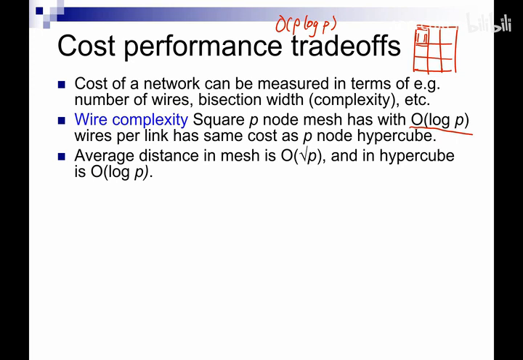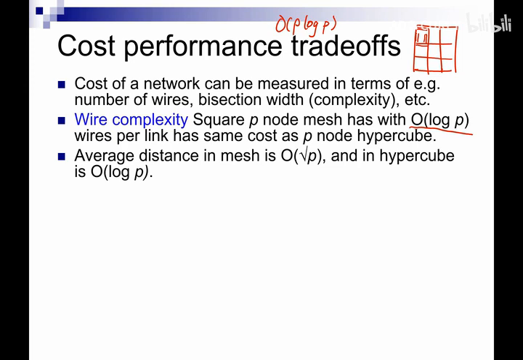And if you recall, the hypercube with p nodes also has p times log p total edges. So now we want to compare the cost in this augmented mesh with these additional edges versus the cost in a hypercube. We know that they have the same number of edges, so they have the same wire complexity.